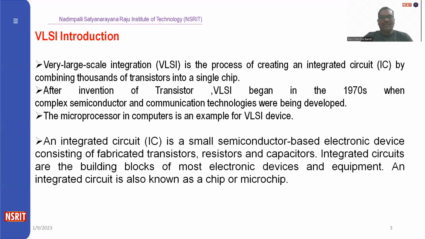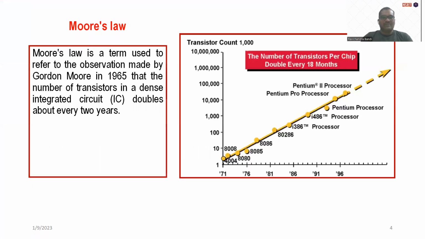An integrated circuit, IC, is a small semiconductor-based electronic device consisting of fabricated transistors, resistors, and capacitors. Integrated circuits are the building blocks of most electronic devices and equipment. An integrated circuit is also known as a chip or microchip.